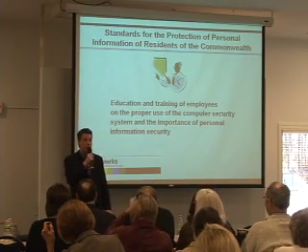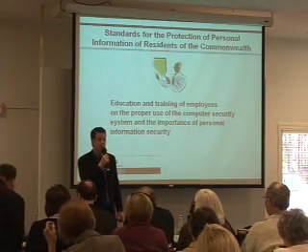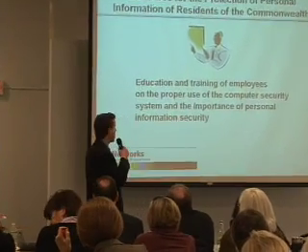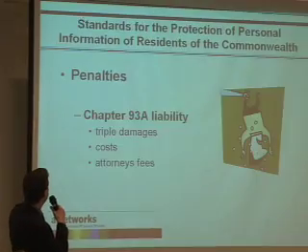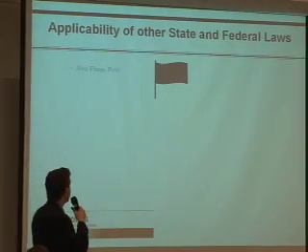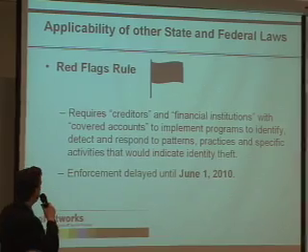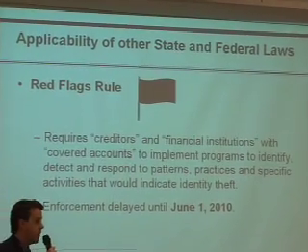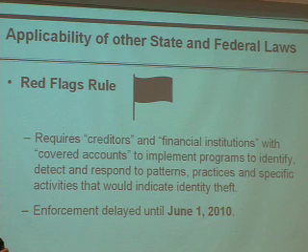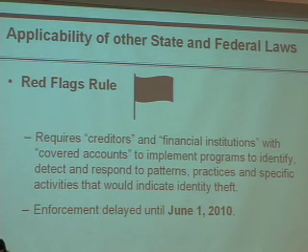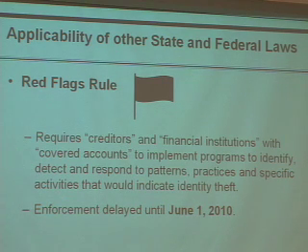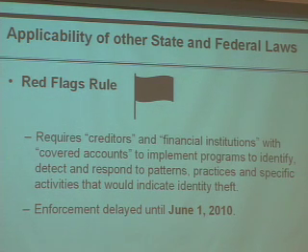So now for the remainder of the few minutes before we open it up for Q&A, I'd like to talk a little bit about what's going on at the federal level. What we call our federal red flag rules are going into effect on June 1st, 2010. The red flag rules are different from what we have here in this state. The red flag rules require creditors and financial institutions with covered accounts to implement programs to identify, detect, and respond to patterns, practices, and specific activities that would indicate identity theft.